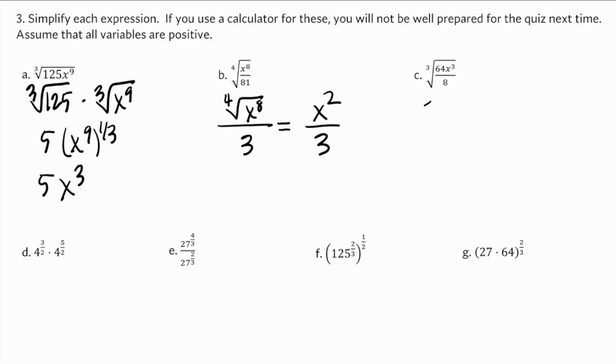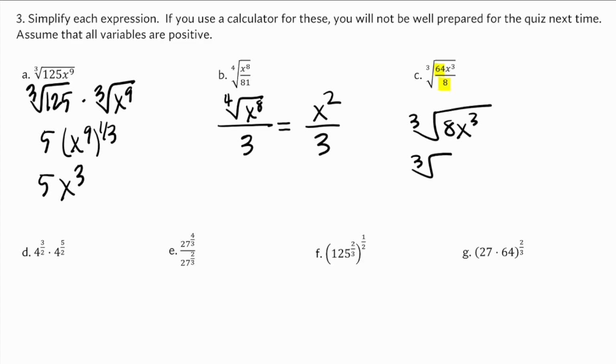C is going to be the cube root of 64. Actually, hold on. I'm going to simplify. So one thing we could do is we could actually divide the 64 by 8 before taking the cube root. I think that might actually be helpful for us. So I'm going to take the cube root of 8x cubed. Yeah, that'll be way better.